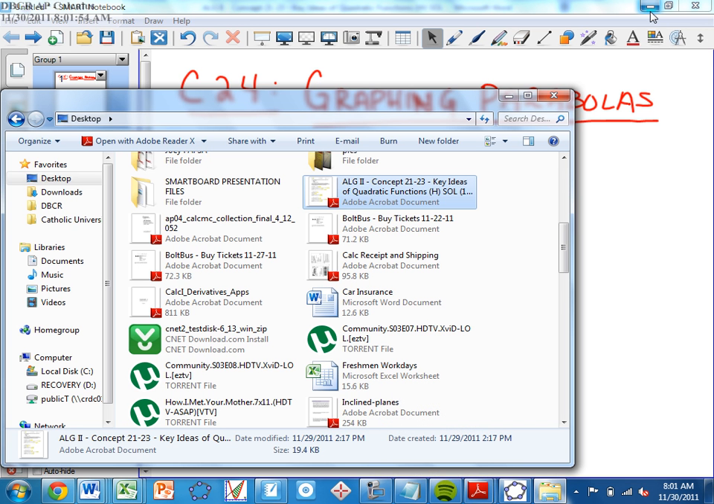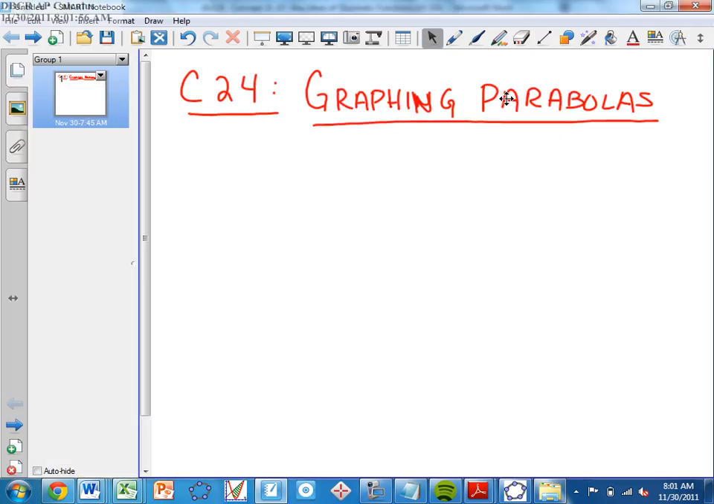For today's concept, we're going to look again, like I just said, at graphing parabolas. The plan is the following.